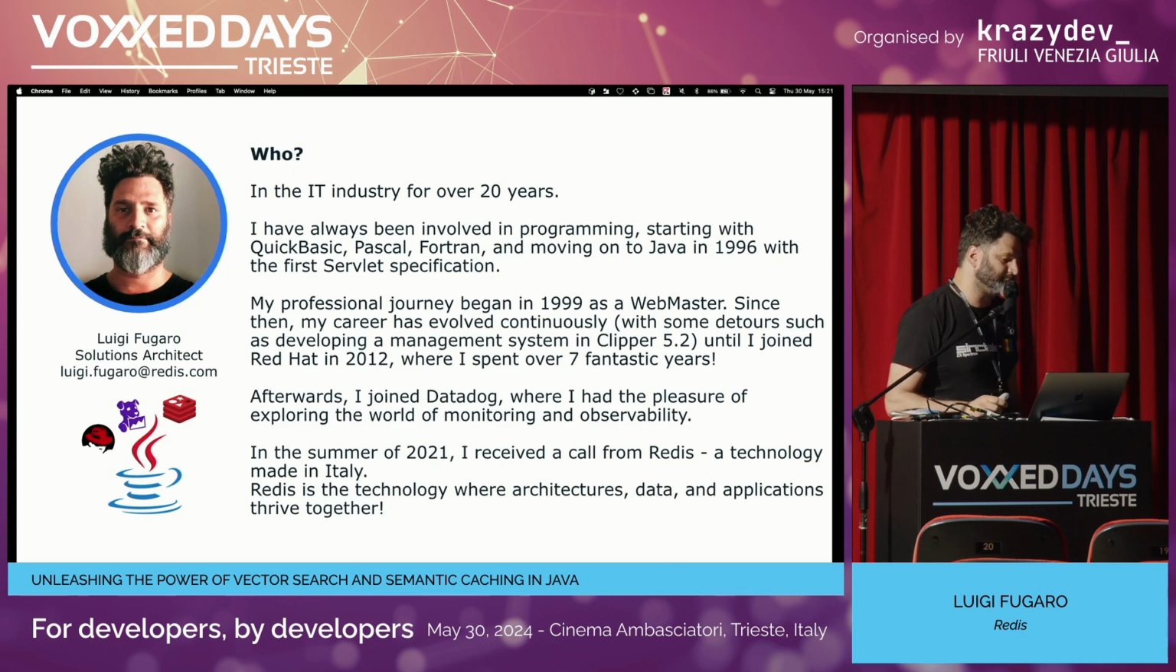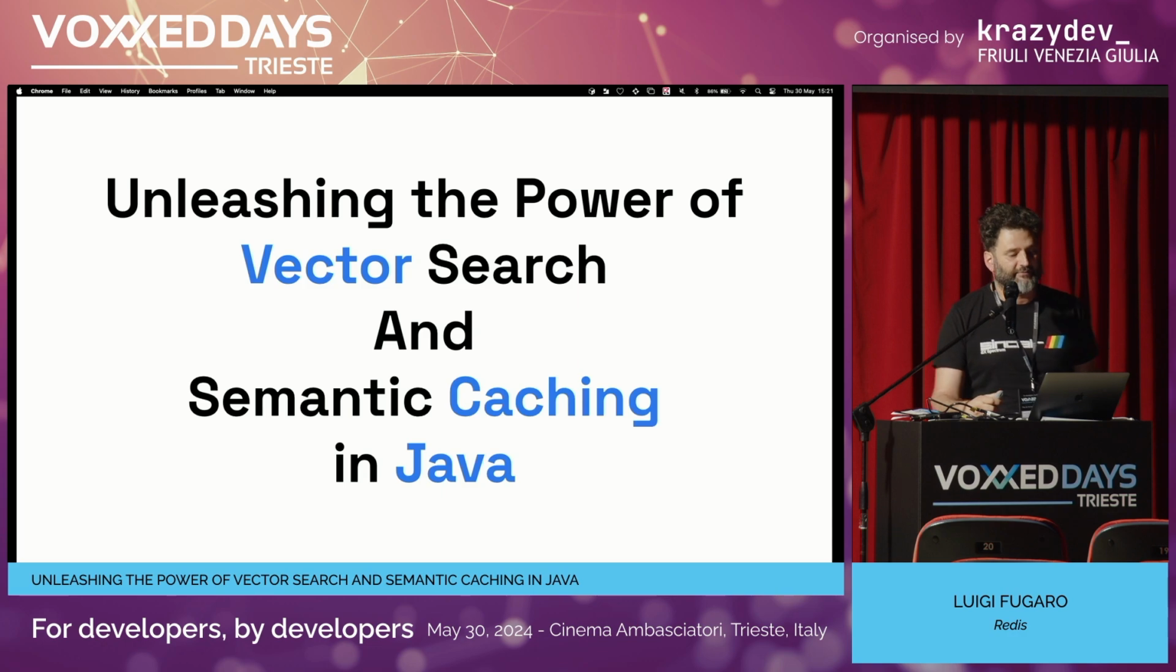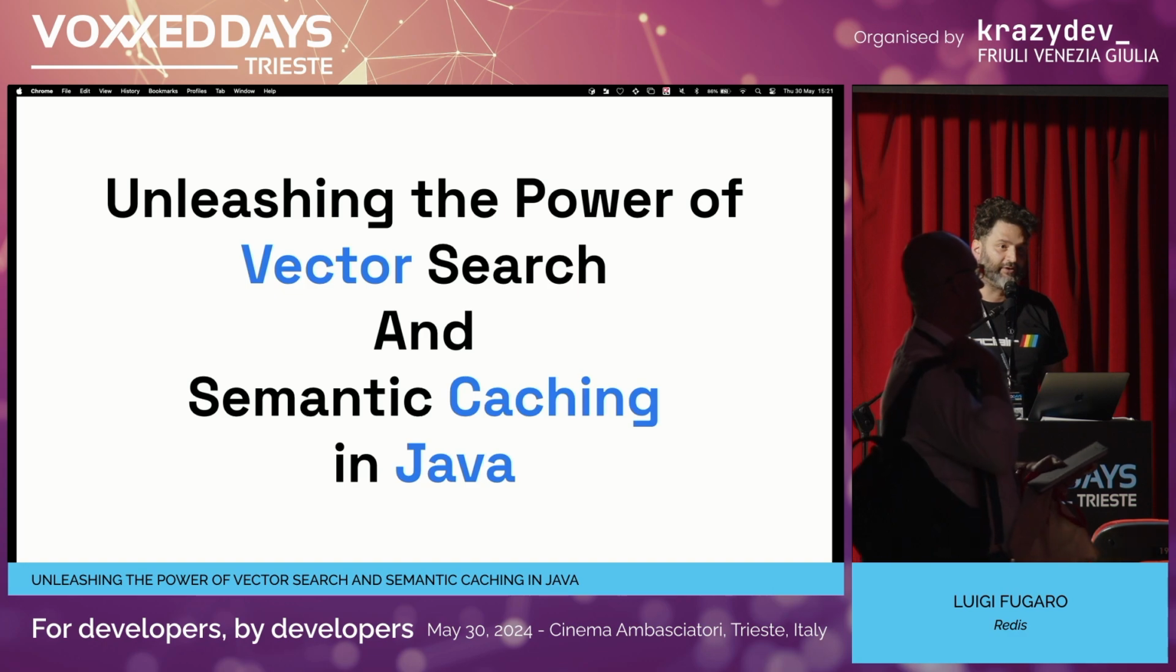So, the talk is about unleashing the power of vector search and semantic caching in Java. That means we are going to talk about vector, caching, and Java. Those are the three main focuses of this talk.